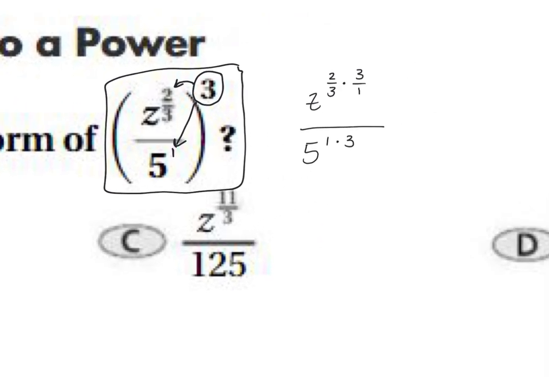In my numerator, we've got z to the 2/3 times 3 over 1. What are we going to get there? Z to the 2nd. The z's cancel out. This is just 2 over 1, which is just 2. You don't have to write it as 2 over 1. Over 5 to the 3rd. Now, what can we simplify?